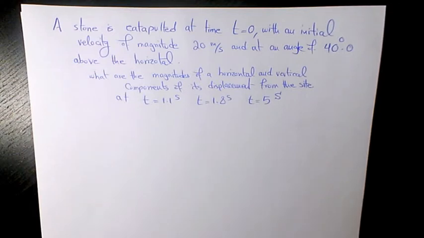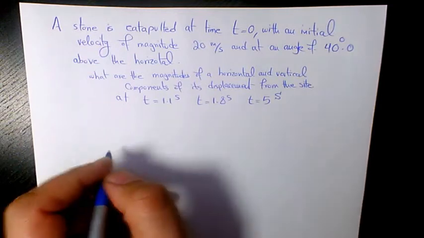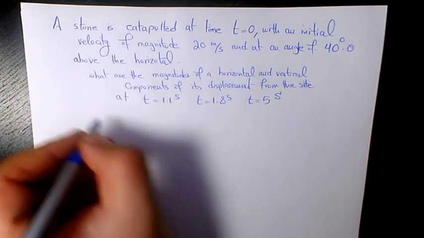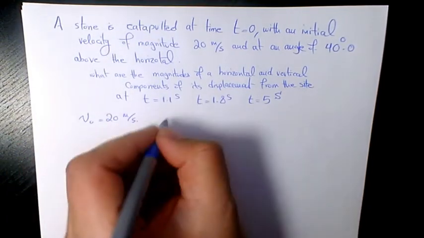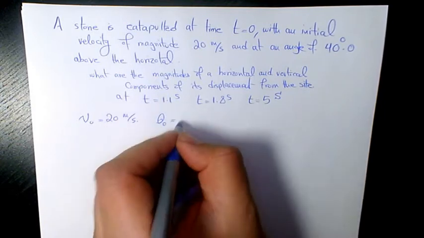So in this example, a stone is catapulted at time t equals 0 with an initial velocity of magnitude 20 meters per second and at an angle of 40 degrees above the horizontal. What are the magnitudes of the horizontal and vertical components of its displacement from the site after 1.1 seconds, 1.8 seconds, and 5 seconds? So we can say that initially we have v naught is 20 meters per second and theta naught is 40 degrees.